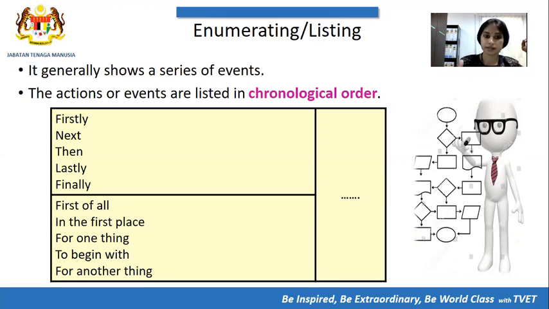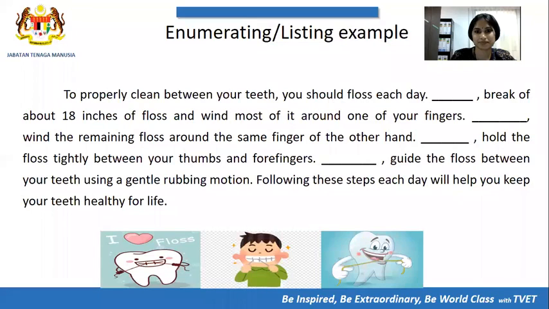All right, let's look at examples of enumerating or listing signal words or phrases. Here: firstly, next, then, lastly, finally, and then we look at the phrases here: first of all, in the first place, for one thing, to begin with, or for another thing. So these are examples that you can use to show the steps or the series of events or process.